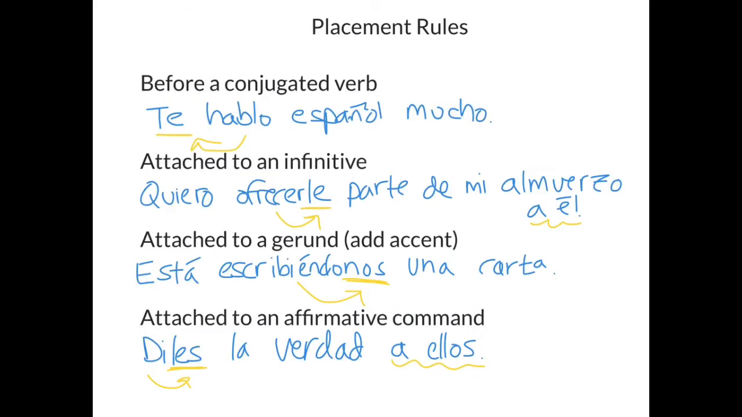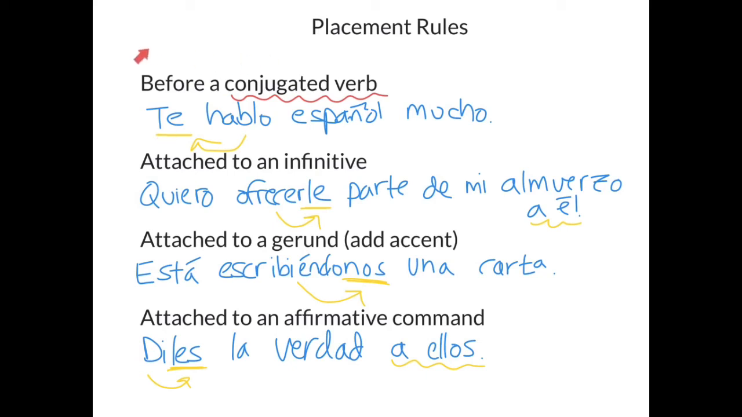Now for these IOPs, where do they go in a sentence? Well, if you've seen other pronouns like reflexive pronouns or direct object pronouns, you'll notice that the rules are the same. The most common one to be aware of is sentences with a conjugated verb. To have a sentence, you have to have a conjugated verb, or else you don't have a sentence in Spanish. So, "te hablo español mucho." I speak Spanish to you a lot. Hablo is conjugated, so the te, the IOP, is before it.